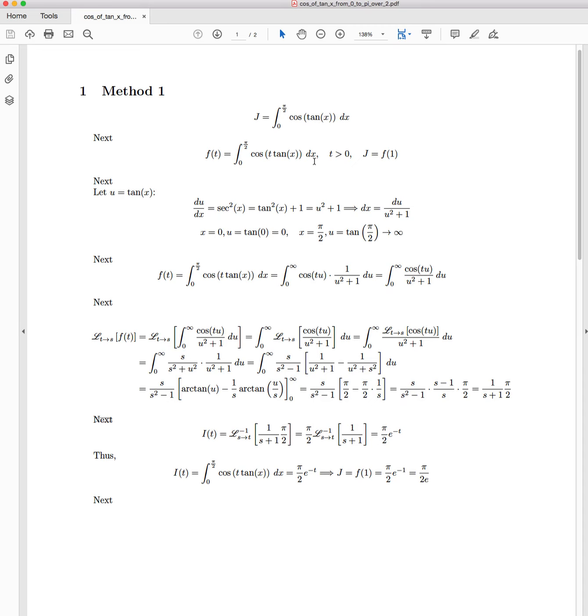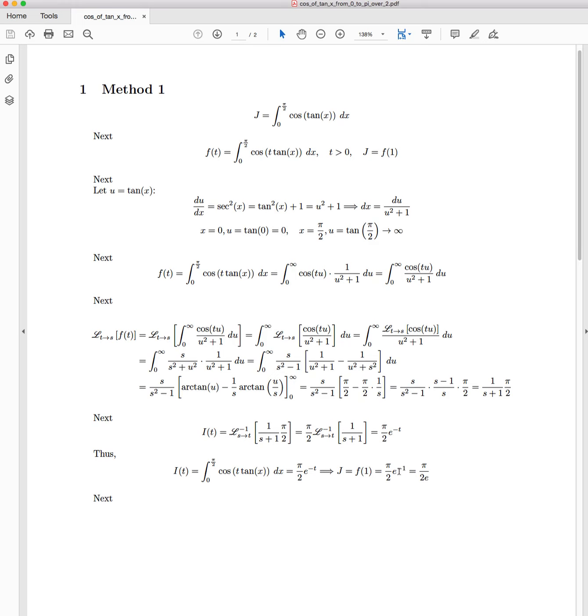Now, we do know specifically here that for our integral j, it is evaluating f of t when t is equal to 1. Again, my apologies, there should be lowercase f here. So we know here that f of 1 equals pi over 2 e to the negative 1, just evaluating at t equal to 1, which is another way of expressing it, obviously just pi over 2e. And so therefore, bringing it all together, the integral from 0 to pi over 2 of cos of tan of x dx is equal to pi over 2e.